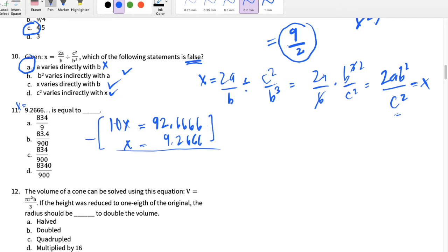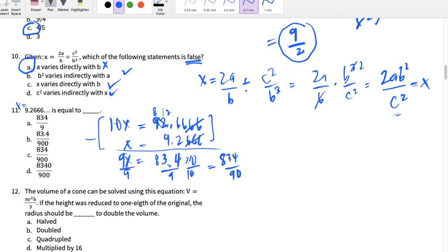10x minus x, that's equal to 9x. Equal to 92.666 minus 9.2666. Ito magka-cancel lang. 6 minus 2, that's equal to 4. 12, ito magiging 8. 12 minus 9, that's 3. 83.4. Okay? So, divide both sides by 9. Okay, so meron tayong, ano nga tawag dito? Decimal point dito. Times 10 natin ang numerator and denominator. We will get 834 over 90.